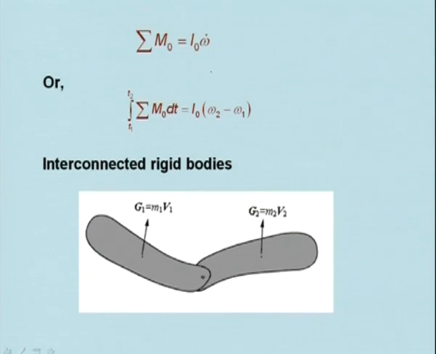Now we discuss interconnected rigid bodies. Suppose two bodies are interconnected, then the linear momentum of one body can be written as G1 is equal to m1 v1 and of another body G2 is equal to m2 v2. These may be the two links.